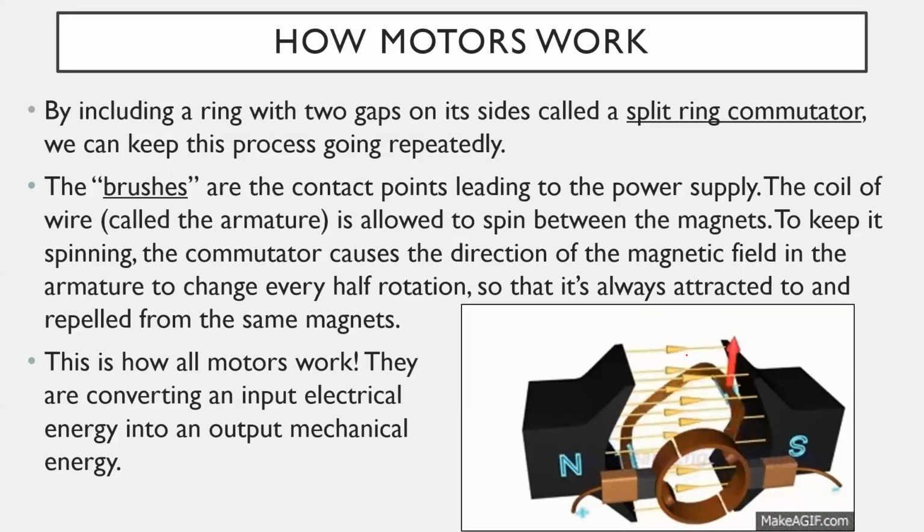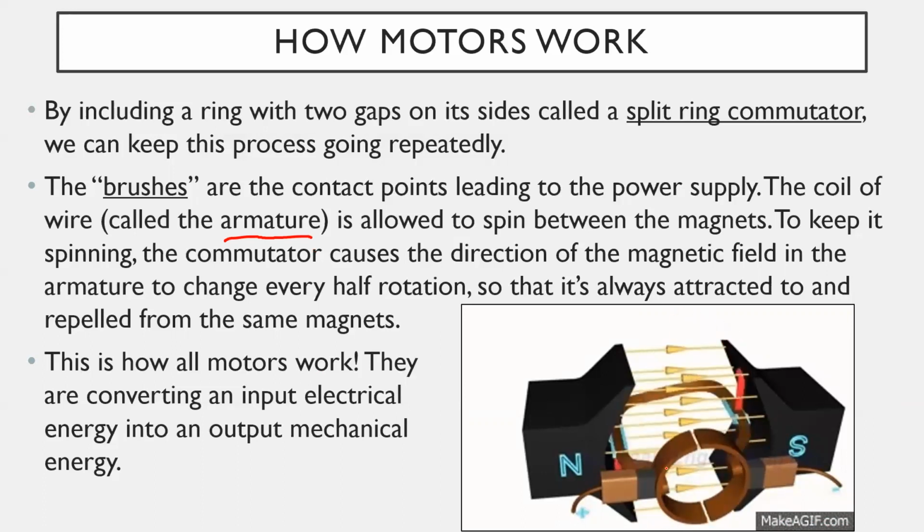The coil of wire, the little fly swatter piece that I called it earlier, is actually called an armature. It's allowed to spin between the magnets because it's connected to a little ring, right? Now, to keep it spinning, this ring, the commutator, causes the direction of the magnetic field in the armature to change every half rotation, so that it's always attracted to and repelled from the same magnets. Well, how does it do that?